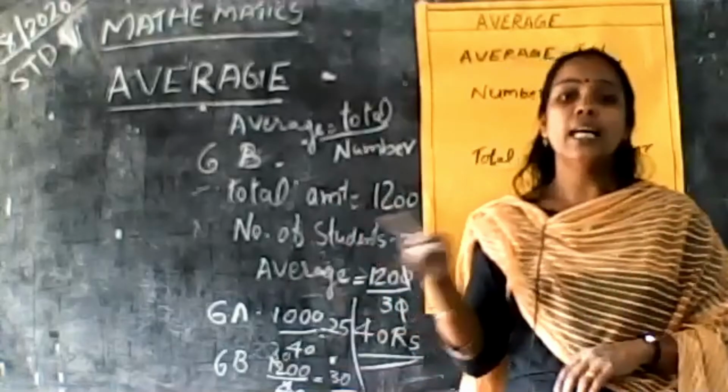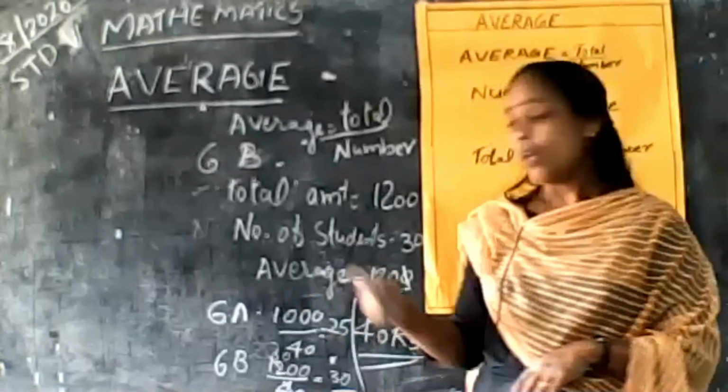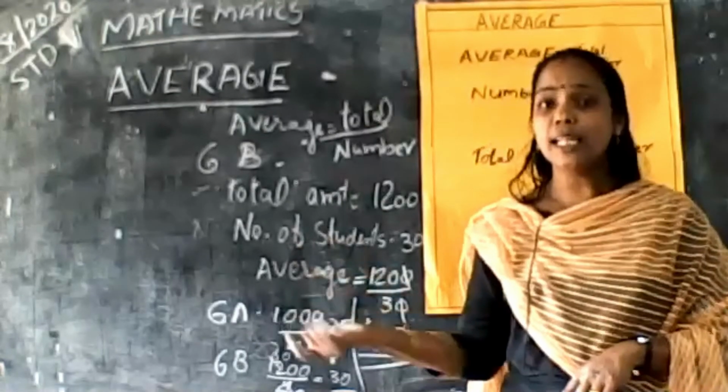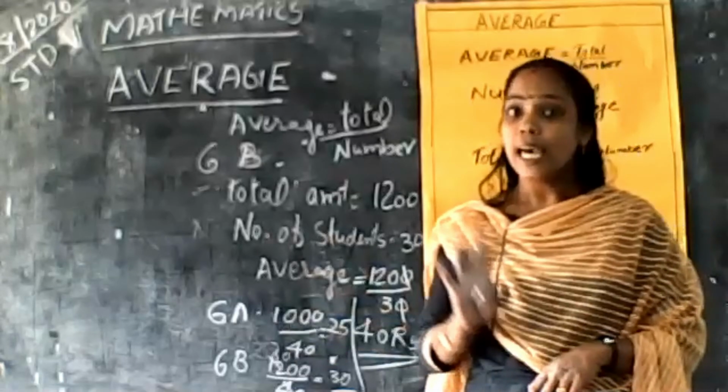That I want to compare. Which class is better? 6th B. 6th B is how many rupees given? 1,200 rupees. How many rupees paid by each student? 30 rupees. Okay. In this model, comparing, average is used. This is the first use of average. What is the use of average? For comparing.